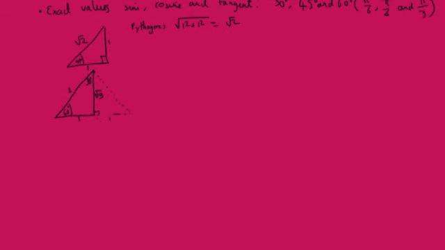So let's now create a table. So we'd have sine theta, cosine theta, and tan theta. And we're going to have our angles. We're going to have theta equals 30 degrees, and 30 degrees is the same as pi over 6. We have theta equal to 45 degrees, and that's equal to pi over 4, and theta is equal to 60 degrees, and that's pi over 3.